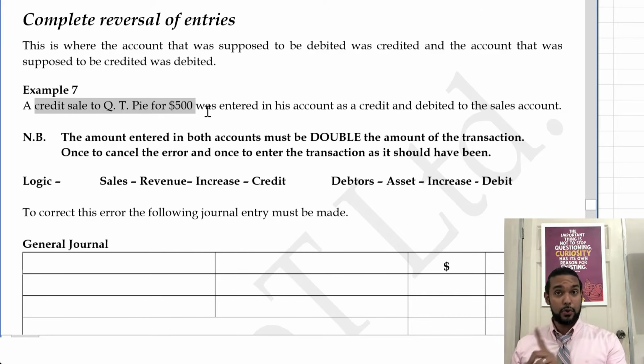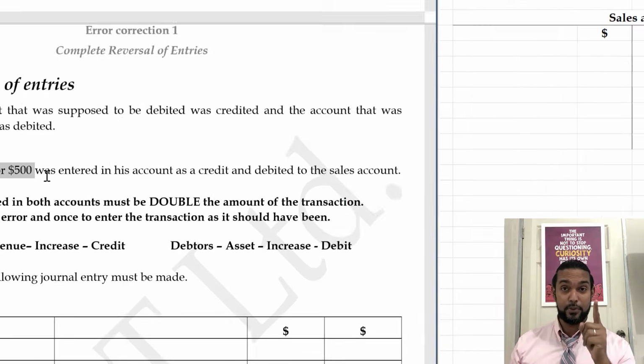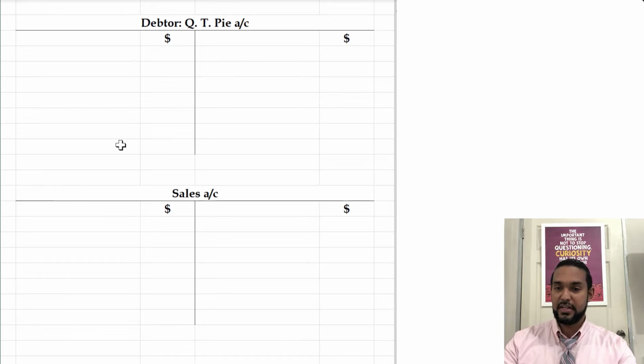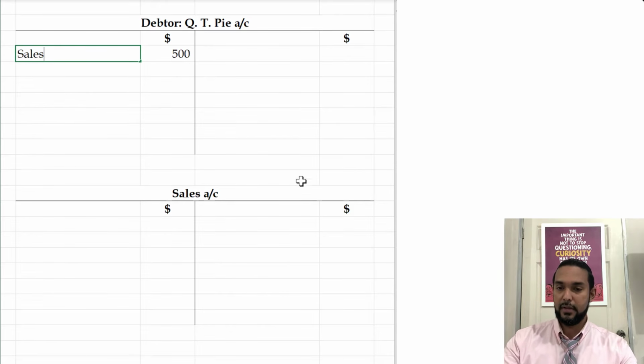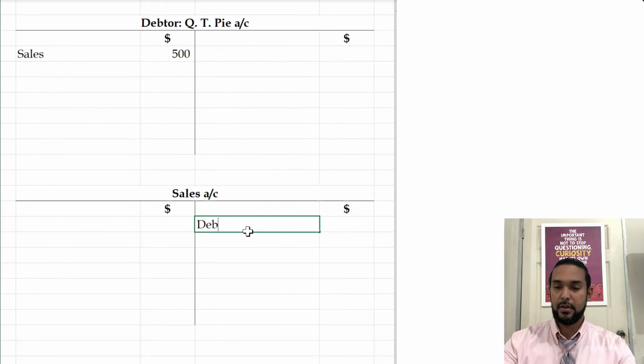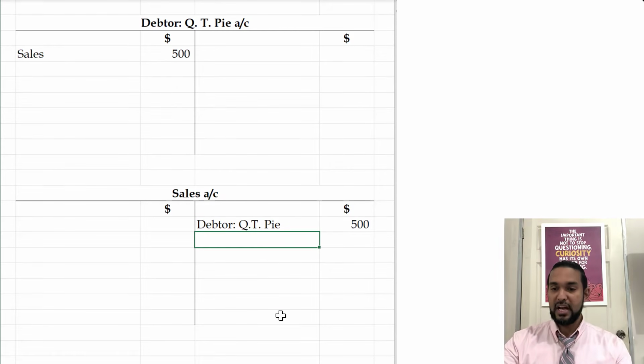So let's go across to the T accounts because we need to see this in order to understand it properly. So it says a credit sale to QT Pi. If you know your double entry, when you make a credit sale, you debit the debtor and you credit sales. So what was supposed to happen? We were supposed to debit debtor QT Pi for 500, and credit sales for 500. So that's what was supposed to have happened.